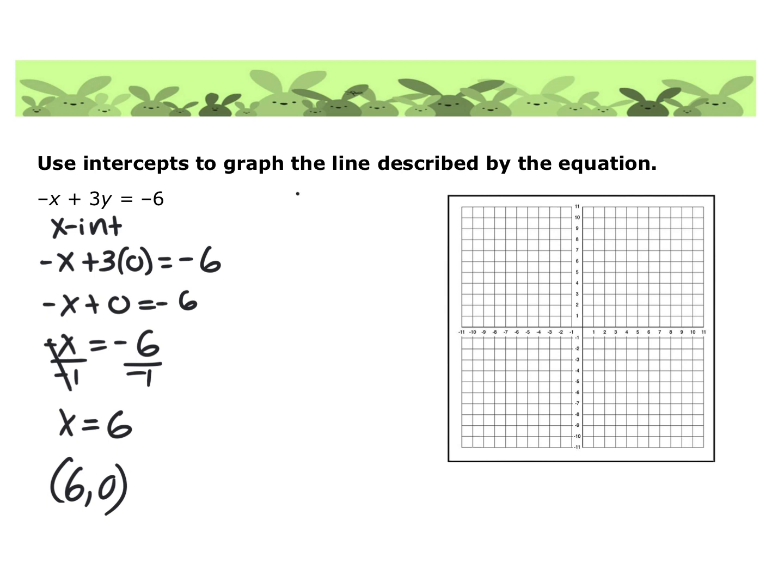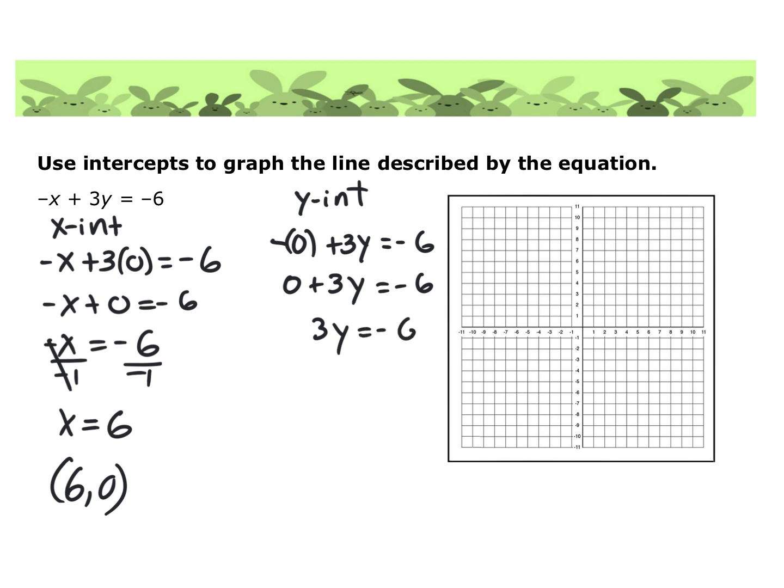Now we're going to do the same thing for the y-intercept. So negative 0, because we're plugging in for the x, plus 3y equals negative 6. So it's just going to be 0 plus 3y equals negative 6. 3y equals negative 6. Divided by 3, divided by 3. We get y is equal to negative 2. So our point is 0 comma negative 2. So those are our 2 points. And then we're going to graph the line in between.